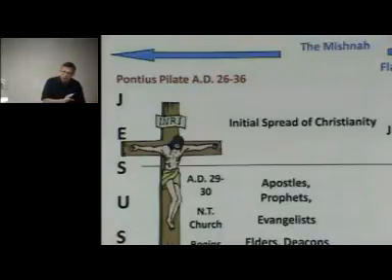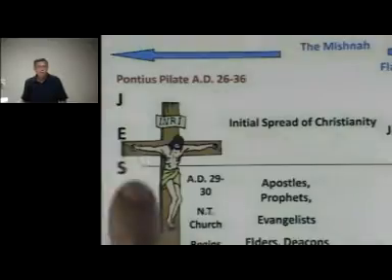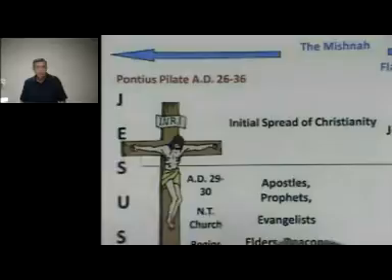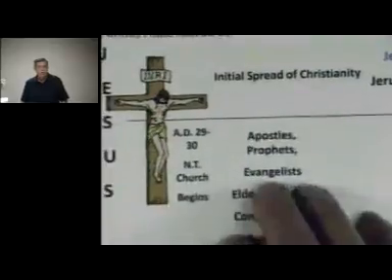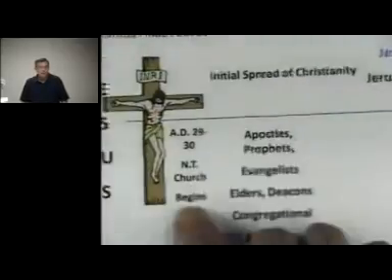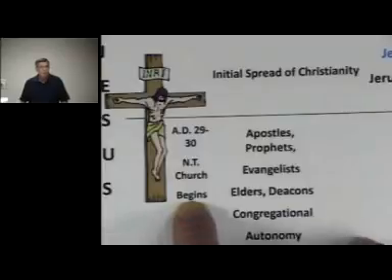And he was the governor that actually condemned Jesus to death. So it was in AD 29 or 30, somewhere in there, that the New Testament church actually began in Jerusalem on the day of Pentecost. See, 50 days after the Passover, Jesus was crucified at Passover time. 50 days or so after that, Pentecost, and the New Testament church began.